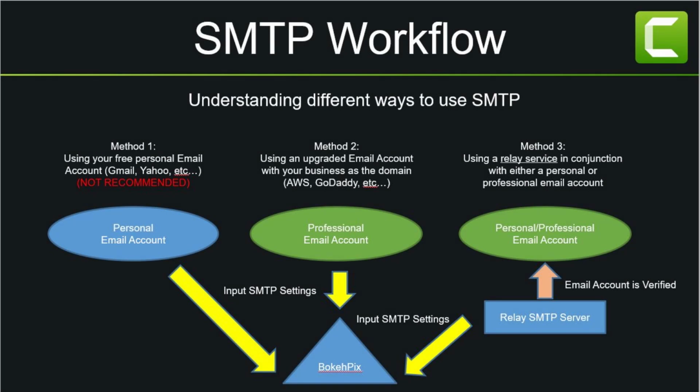Let's talk about different ways to set up your SMTP settings. The workflow diagram you're looking at offers pros and cons for each method you might choose. The easiest approach to setting up an SMTP server is to simply have a personal email, find the SMTP settings, and input them into BokehPix.